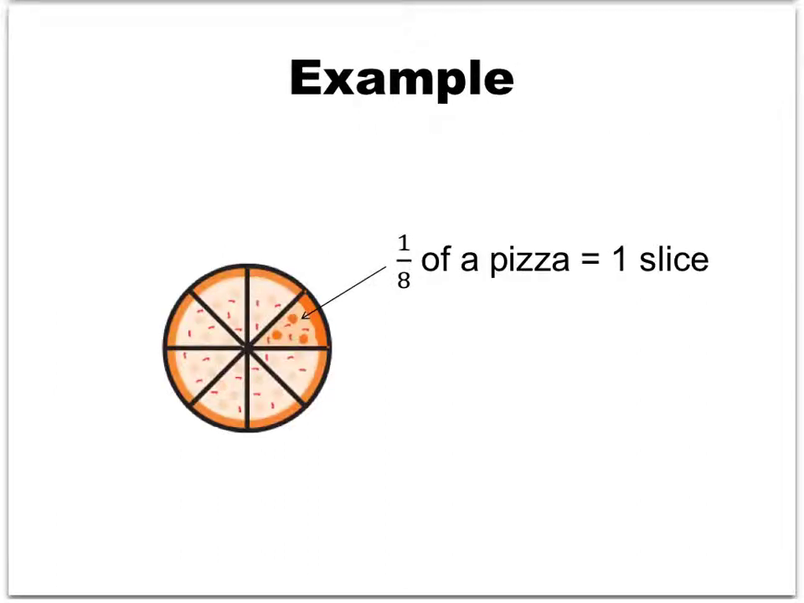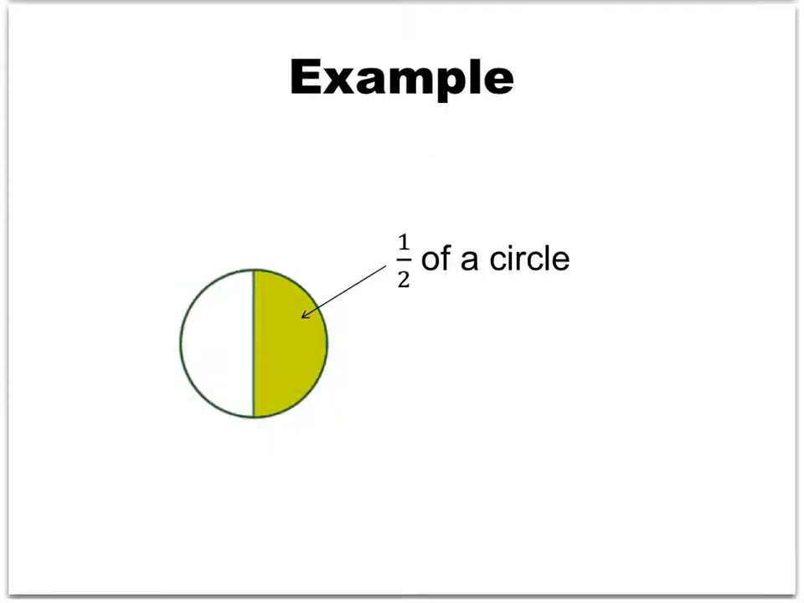So let's give a couple of examples. Let's take the statement 1/8 of a pizza. So this 1/8 means that we're going to divide the pizza into 8 equal pieces. So here we've got 1, 2, 3, 4, 5, 6, 7, 8. And so 1/8 of the pizza equals 1 slice of that pizza. Let's take the statement half of a circle. So here the whole is the circle. 1/2 means we're going to take that circle, divide it up into 2 equal pieces. And then one of those pieces equals 1/2 of the circle.